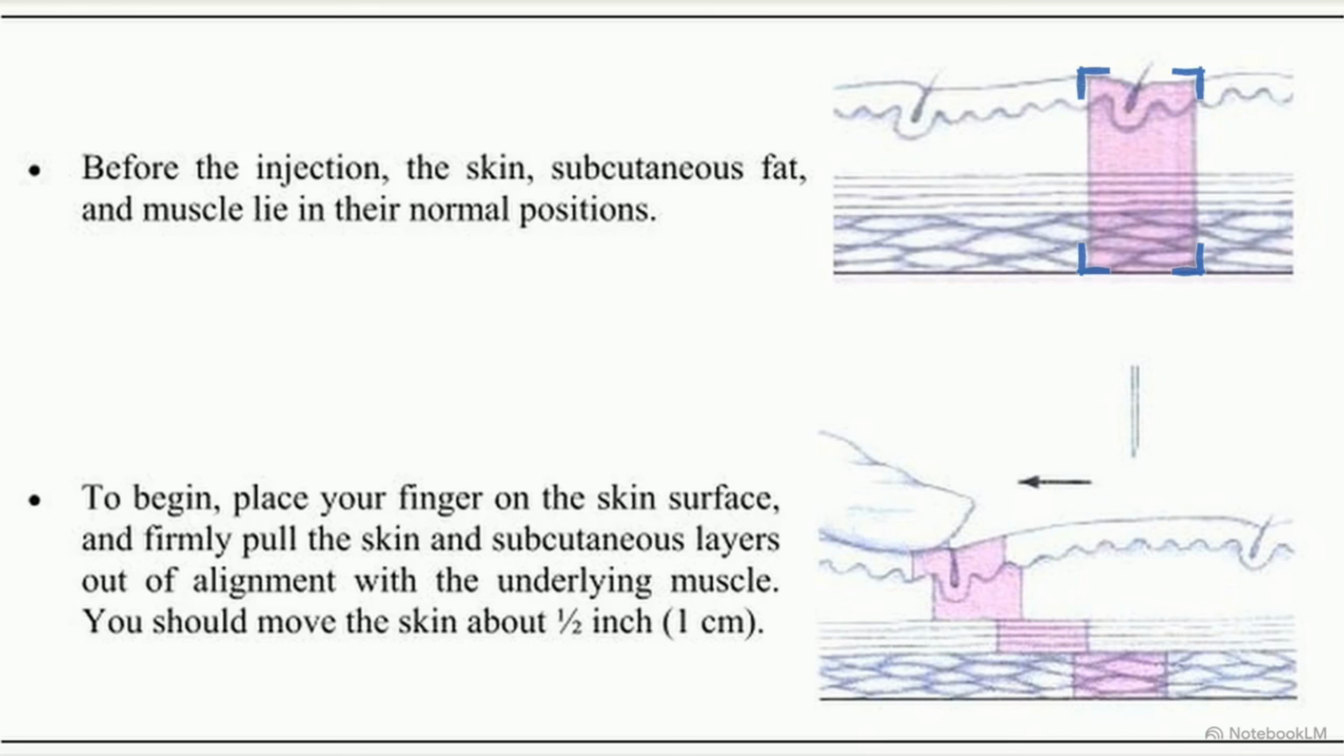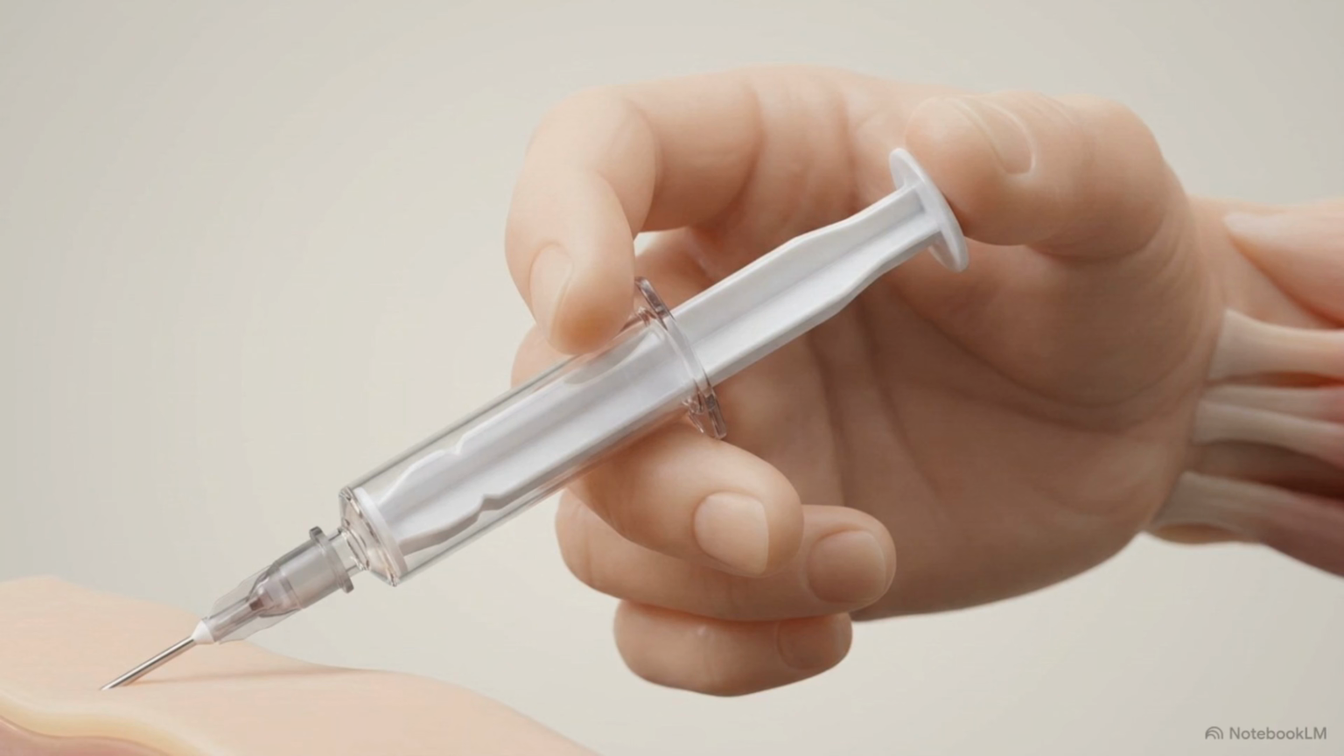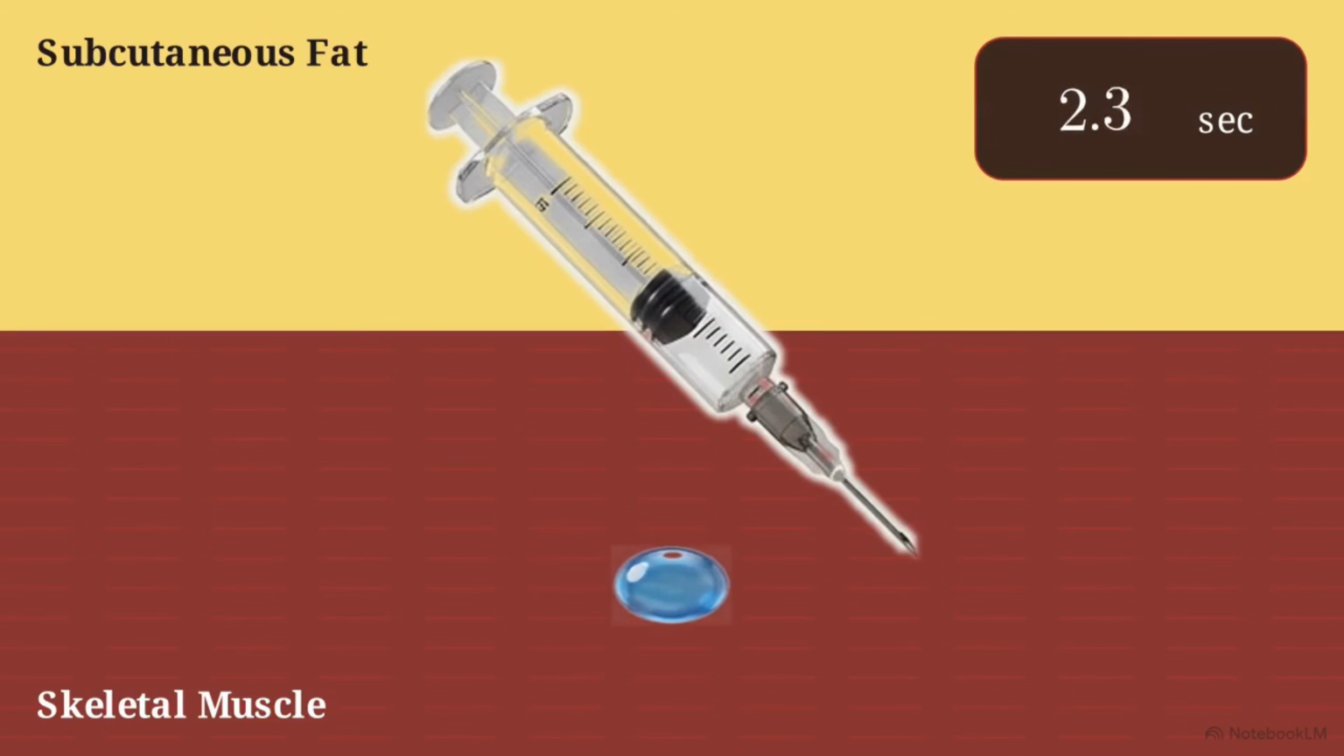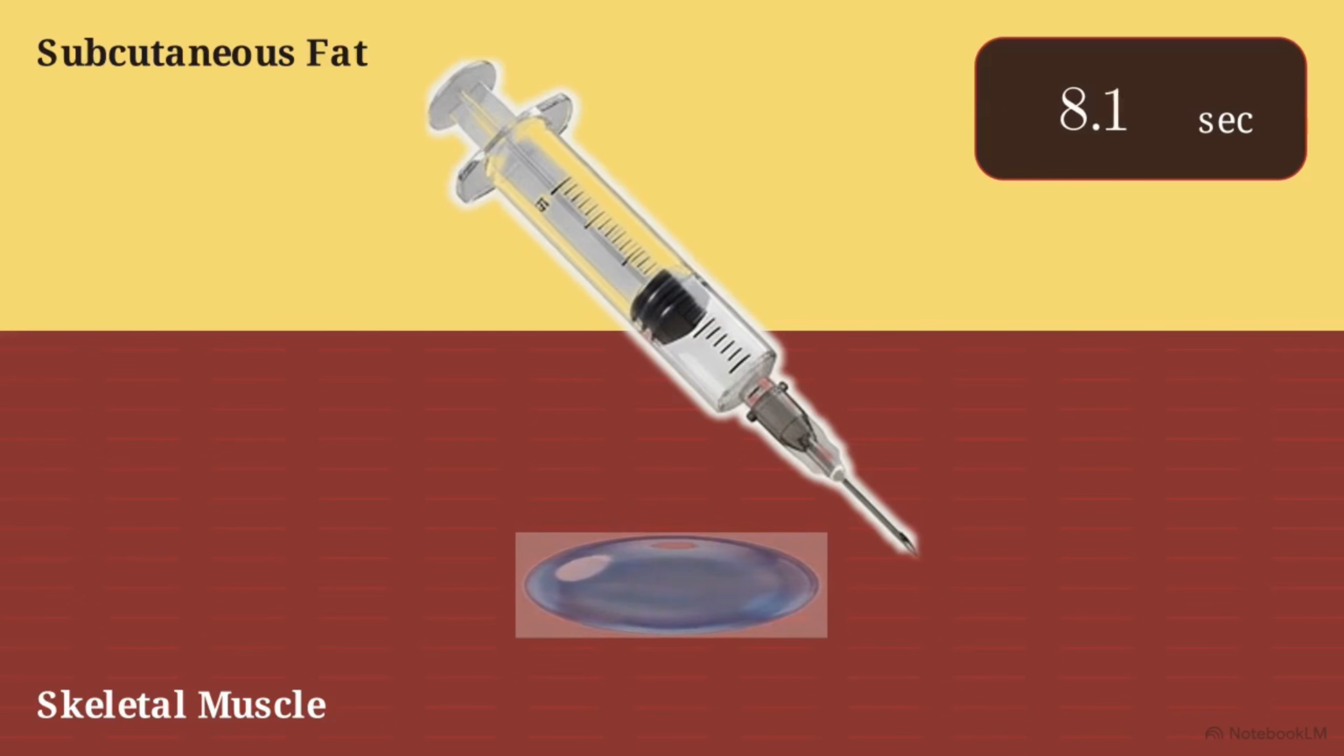The Z-track relies on subcutaneous elasticity. Initially, skin, fat, and muscle sit vertically aligned. The clinician pulls the layers laterally, shifting them out of alignment. Maintaining traction, the needle passes at a 90-degree angle, piercing these displaced layers to reach the target depth. Once the plunger is fully depressed, there is a mandatory dwell time. The needle must remain in place for exactly 10 seconds to allow the initial fluid bolus to disperse into the surrounding muscle fibers.